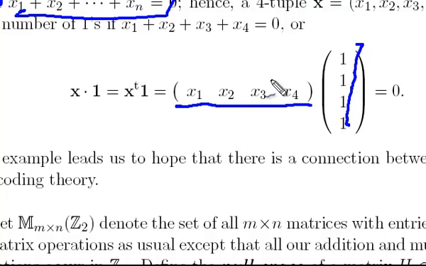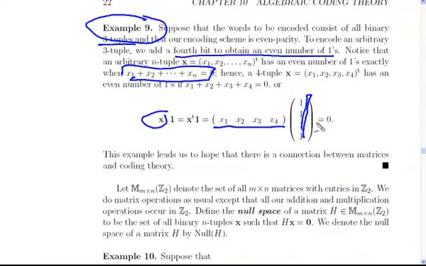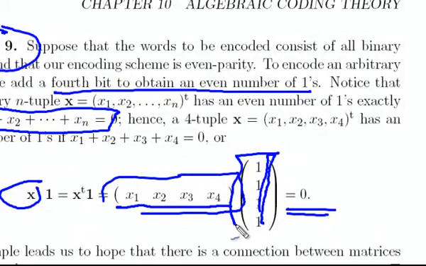So all of our code words are characterized as exactly the set of code words such that x dot the constant code word of all 1s is going to be equal to 0. In other words, our parity check code is obtained in this fashion as the set of code words that are orthogonal to a particular given code word.